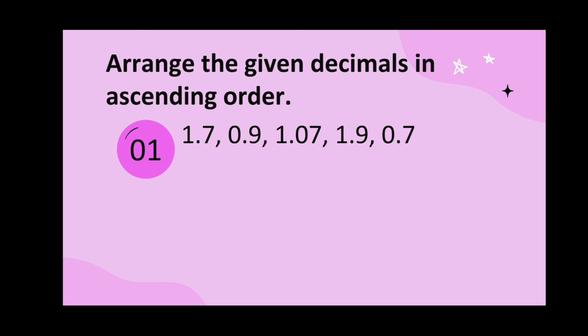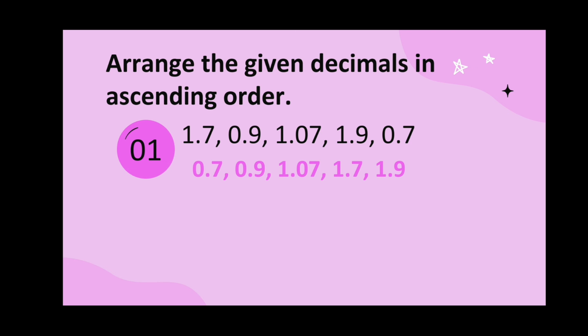Dahil pare-pareho ang whole number parts nila, ang i-compare natin dyan ay yung tenths place. So, ang mga nasa tenths place ay 7, 0, and 9. Alin sa tatlong yon ang pinakamaliit ang value? Siyempre, 0, diba? Very good. Now, our third number will be 1 and 7 hundredths. The next one will be, very good, it's 1 and 7 tenths. And yung ating largest number will be 1 and 9 tenths. Very good.